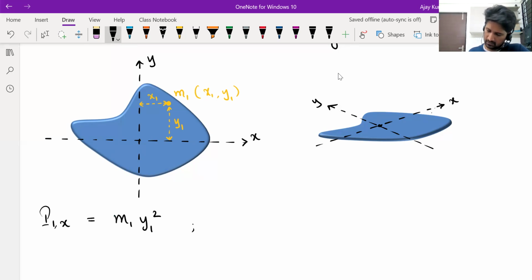Okay. How much is the particle's moment of inertia about y-axis? Clearly, the distance from y-axis is the x coordinate. So this becomes m1 x1 square.